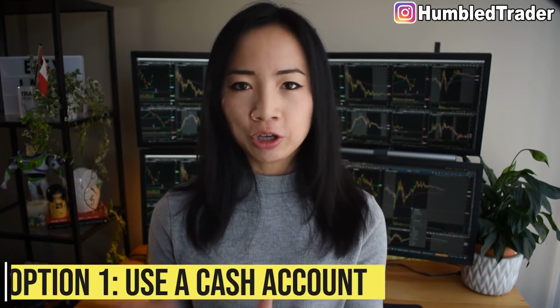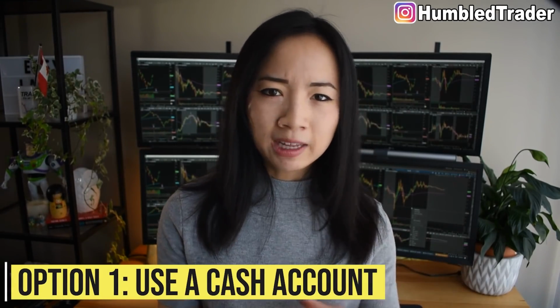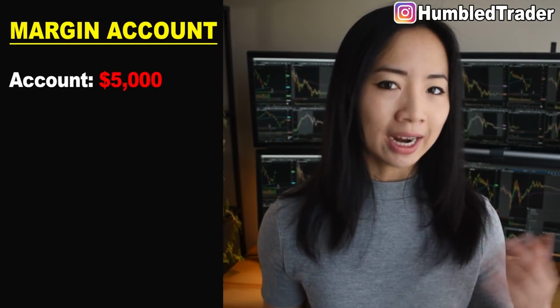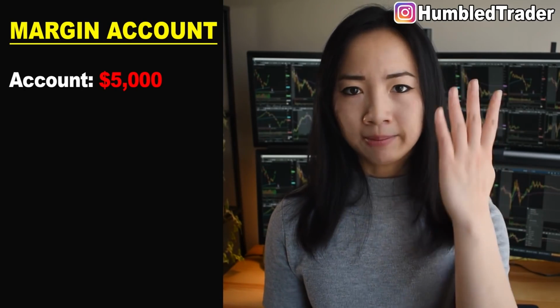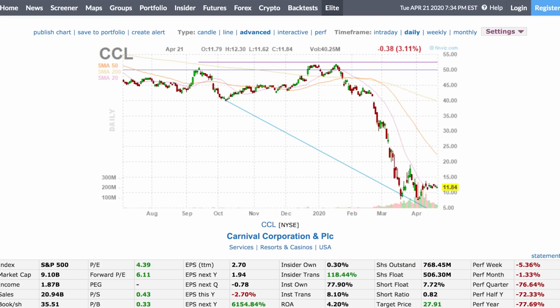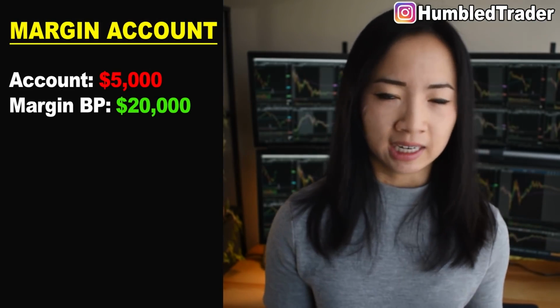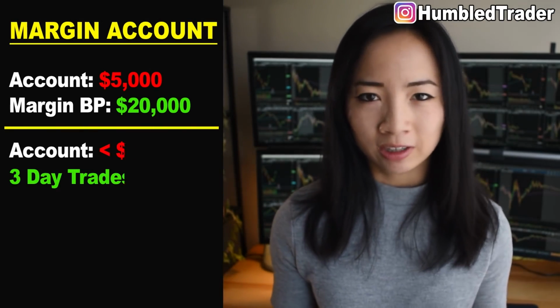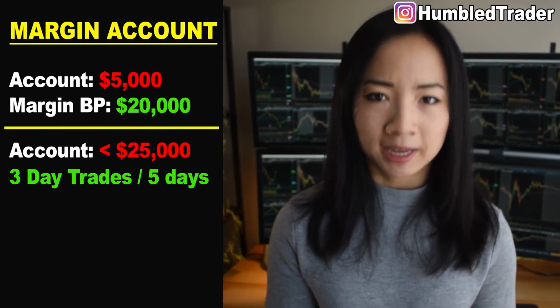The first option is to use a cash account. This is a little known fact that many beginner traders don't realize. PDT rule only applies to margin trading accounts. Margin trading allows you to use leverage, essentially borrowing money from the broker to trade. So let's say I have a $5,000 margin account with Interactive Brokers. Since the broker allows me 4 times leverage, my buying power to day trade is actually $20,000. If I'm looking to buy a stock like CCL, Carnival Cruise Lines, that's currently trading around $11, my maximum share size is a little bit over 1,800 shares. But since I'm using that $5,000 in a margin trading account, that would subject me to PDT rule.